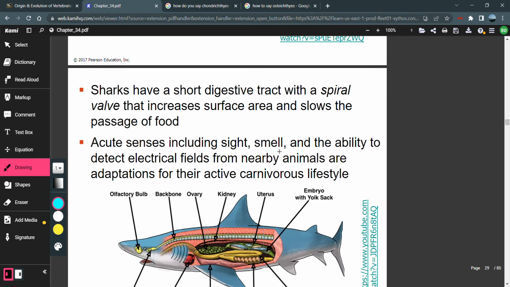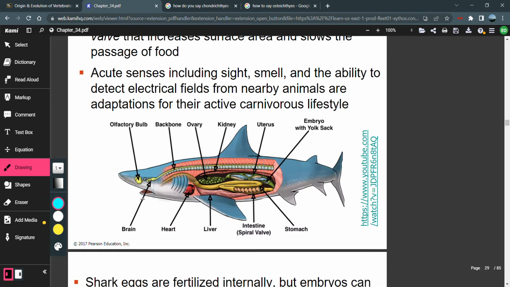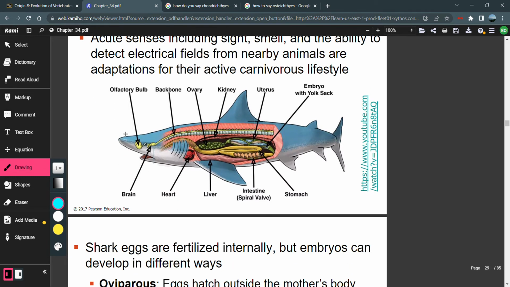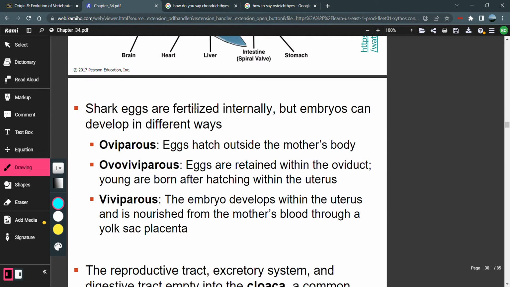Sharks have acute senses including sight and smell, and the ability to detect electrical fields. So they're pretty cool. And shark eggs are fertilized internally.